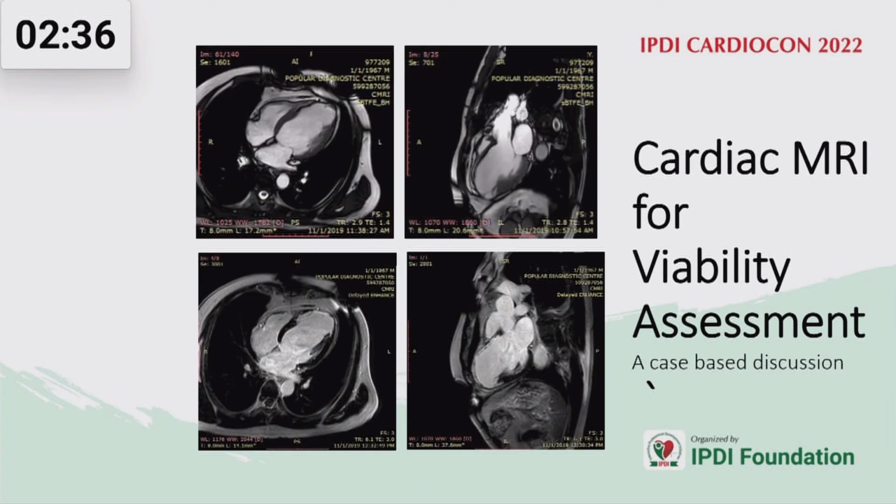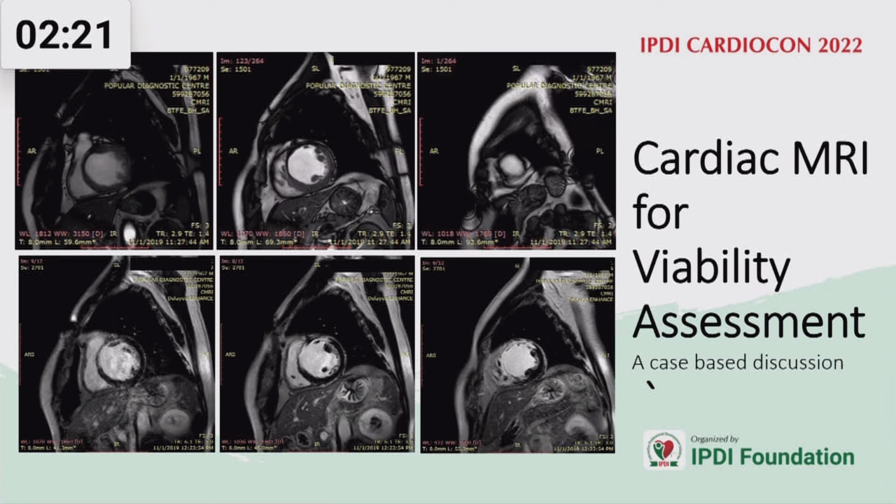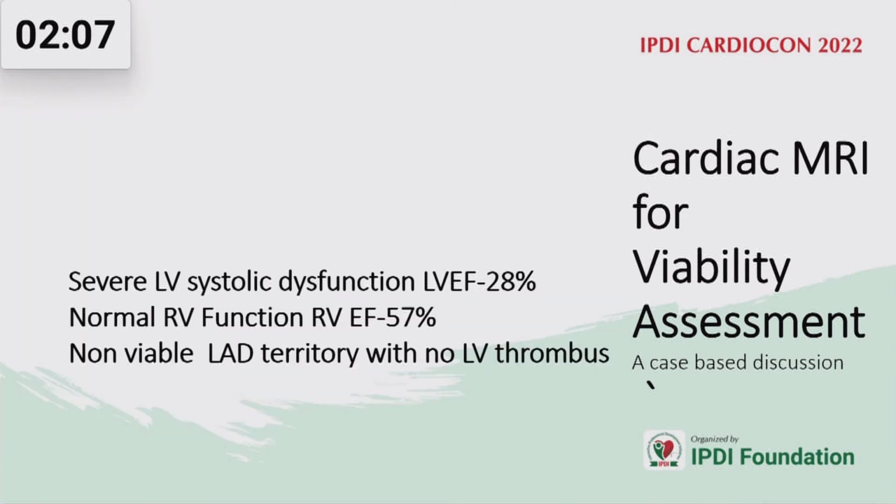According to the regional wall motion abnormality, when we did the LGE, there is increased enhancement in the apical region and anterior interseptal region. This is on the short axis view. We can see there is 100% full-thickness fibrosis, necrosis on the mid and apical segments. So our CMR finding was severe LV systolic dysfunction, LVEF was 28% with normal RV ejection fraction, and non-viable territory in LAD, and there was no thrombus.